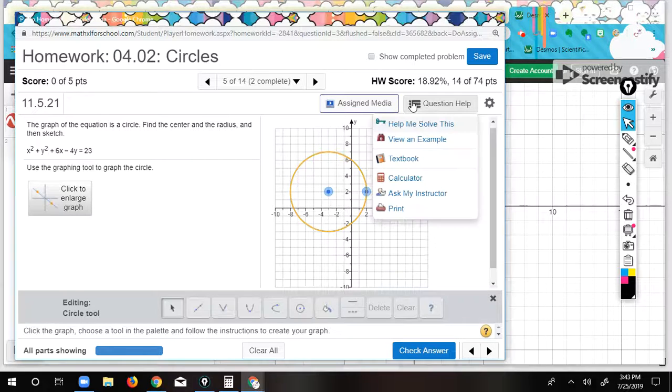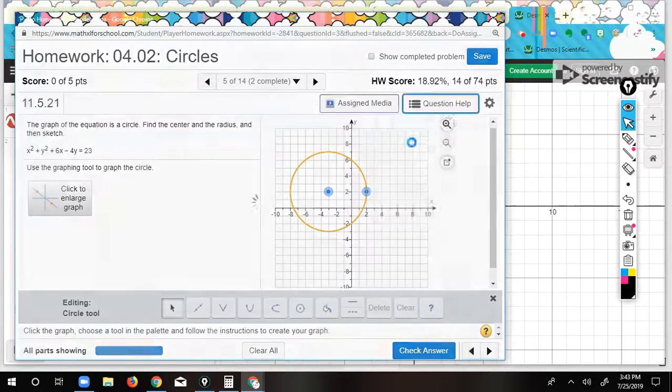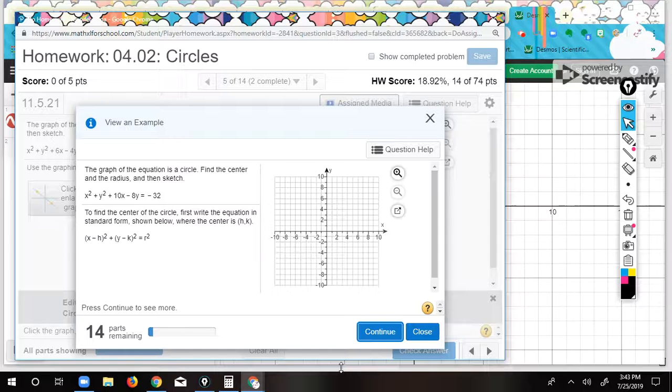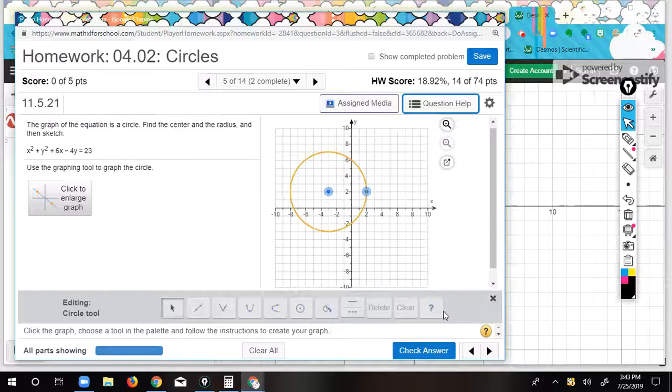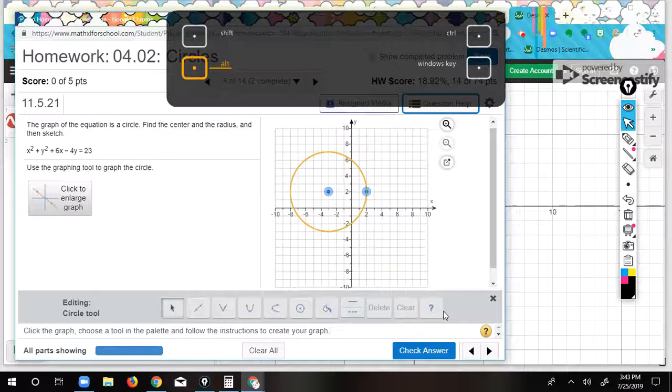But what I'm going to do is show you how you can view an example. They kind of show you what the standard formula looks like. So first thing you're going to do is rearrange it so the x's are next to each other and the y's are next to each other. Then you're going to figure out what would complete the square by taking half of that b term and then squaring it and adding it to both sides. So we'll do that. Fine, make us do more work.